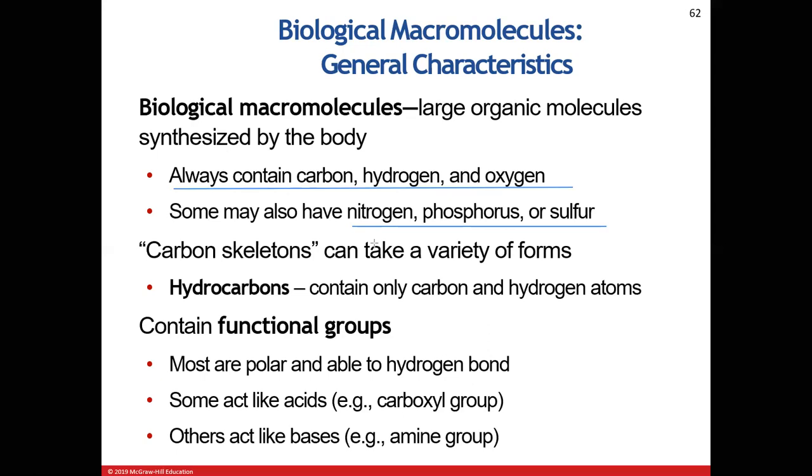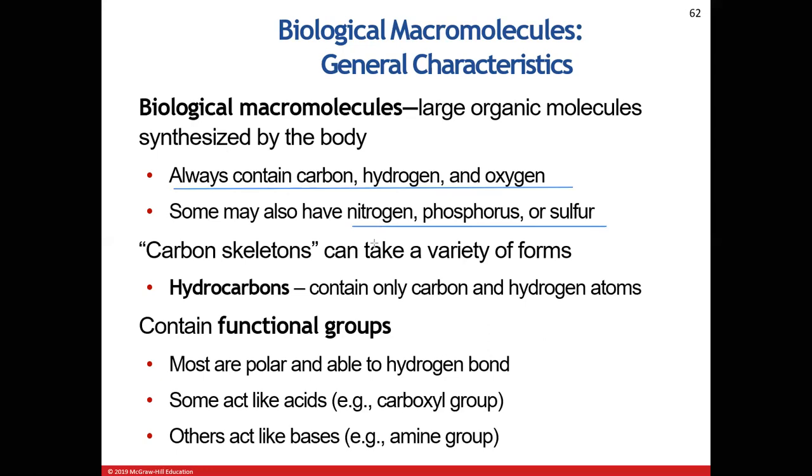Hydrocarbons are organic molecules that only contain carbon and hydrogen atoms, therefore the term hydrocarbons. Other biological macromolecules, however, contain functional groups. These functional groups identify what type of molecule it really is. Most of these functional groups are polar and are able to hydrogen bond. They can form these bonds typically with water because of the electronegativity and positivity of the water molecule.